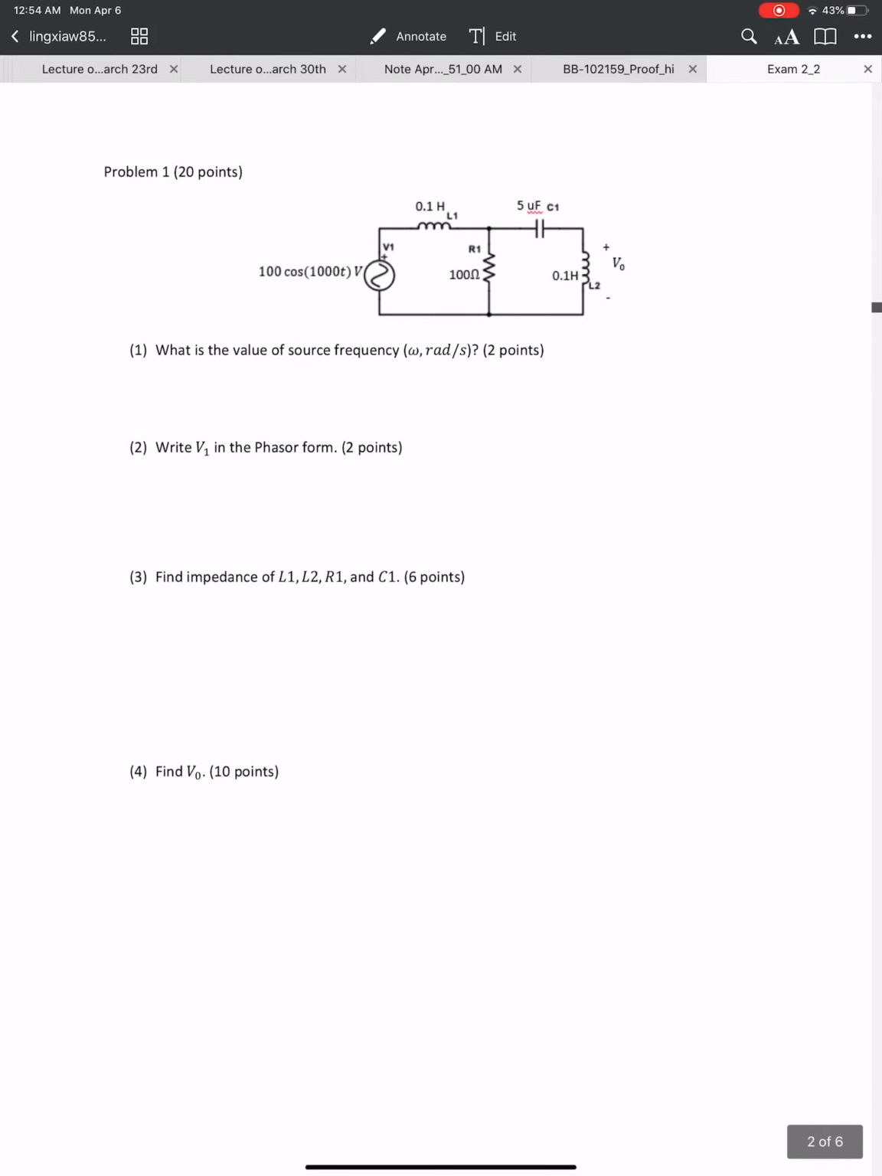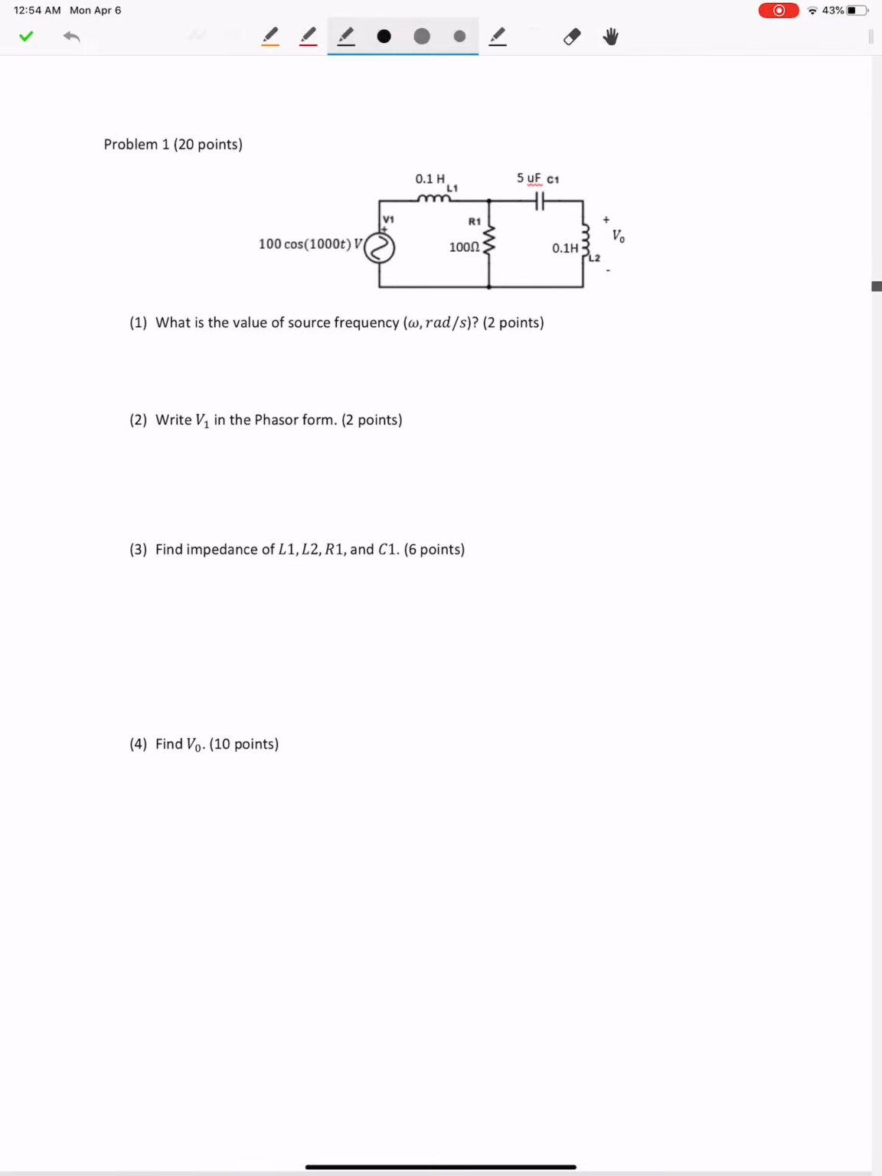For the first question, we have a circuit with an AC source, an inductor, resistor, capacitor, and another inductor, right? The first question is what's the value of the source frequency?